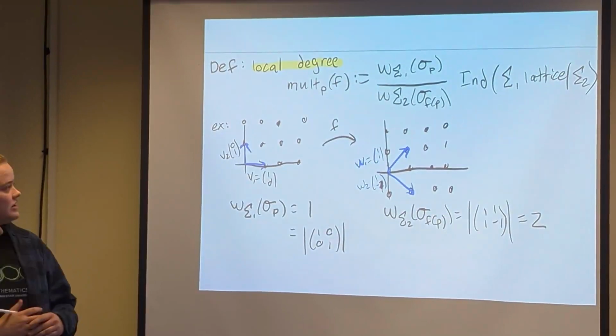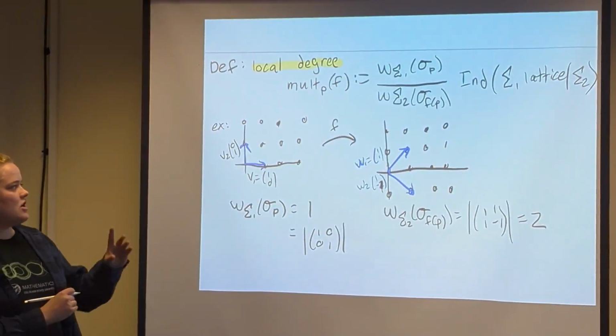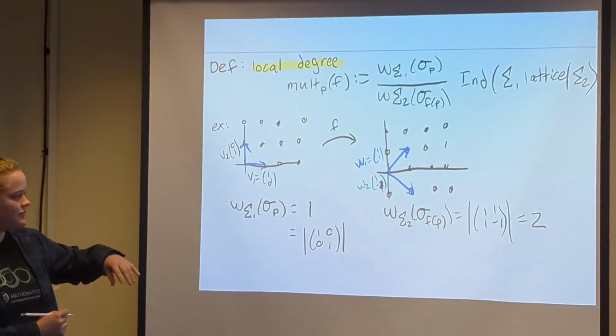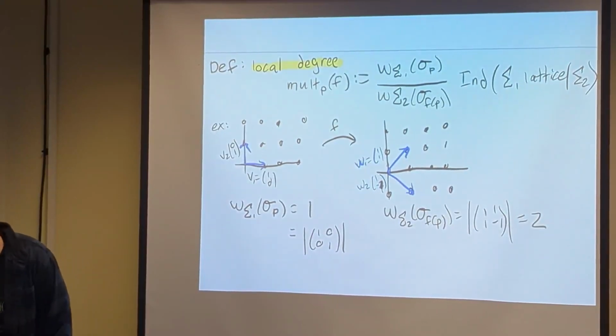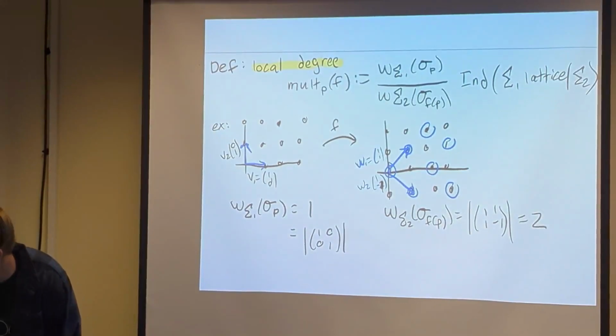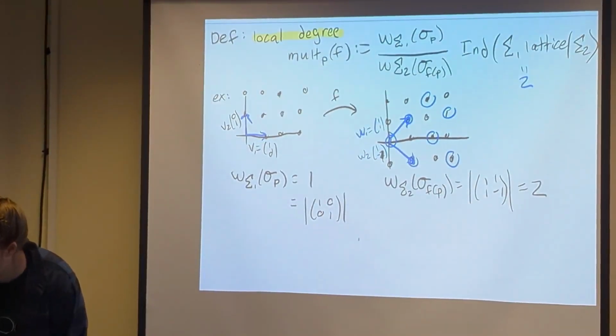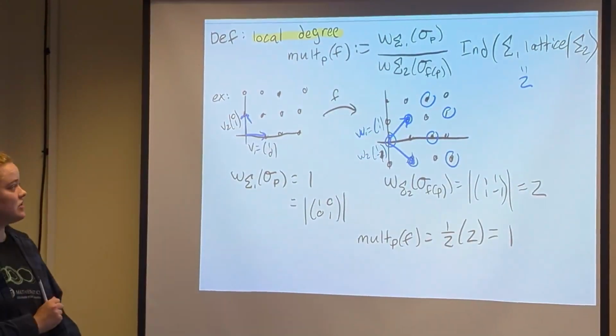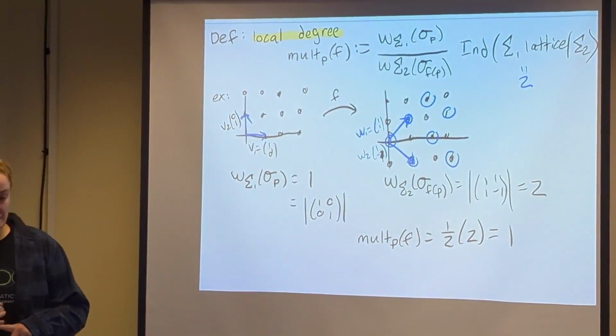And for our lattice index, our first lattice is the black one, and then we can create a sublattice over in the image here using the blue. And we get the lattice index is 2. So if we put it all together, our local degree of this map at point P is 1 divided by 2, times 2, which is 1. So the local degree of this map is 1.